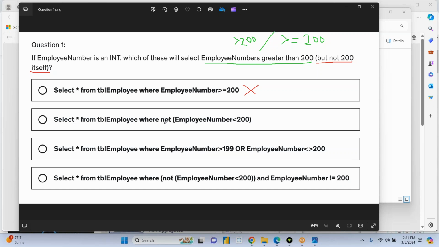So this one says where not, so there's a negation, employee number less than 200. I think I read the question wrongly. My bad. Okay, anyway, this is okay. So anyone had this in mind? If the positive is, let's just ignore the not for now, employee number less than 200. The opposite will mean greater than 200. Not.